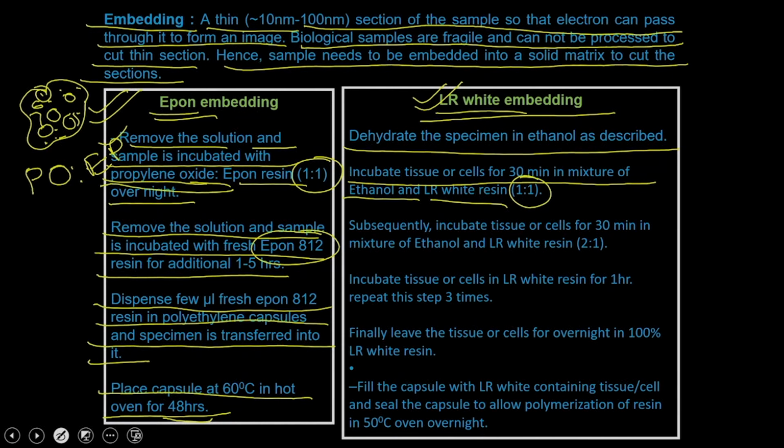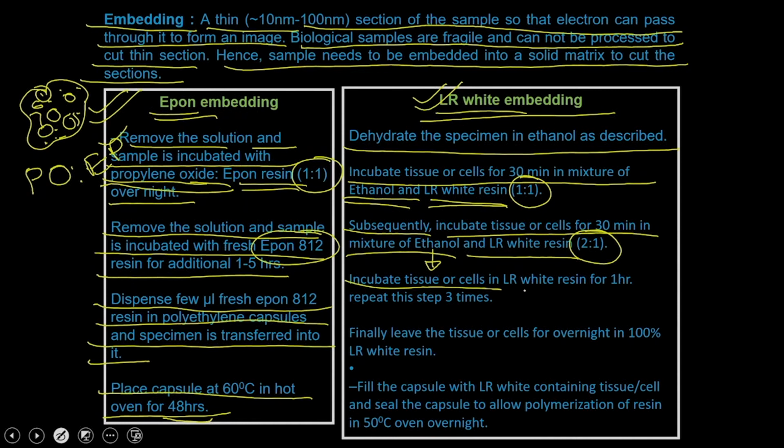In this case we were using propylene oxide and epoxy resin; here you are using a 1:1 mixture of ethanol and LR white resin. Subsequently, you incubate the tissue or cell for 30 minutes in a 2:1 mixture of LR white resin and ethanol, which means you have reduced the concentration of the alcohol and you are increasing the concentration of LR white. In the third step you again do the same thing, but this time you have removed the alcohol, you have put it only into LR white resin, and finally leave the tissue overnight in 100% LR white resin.